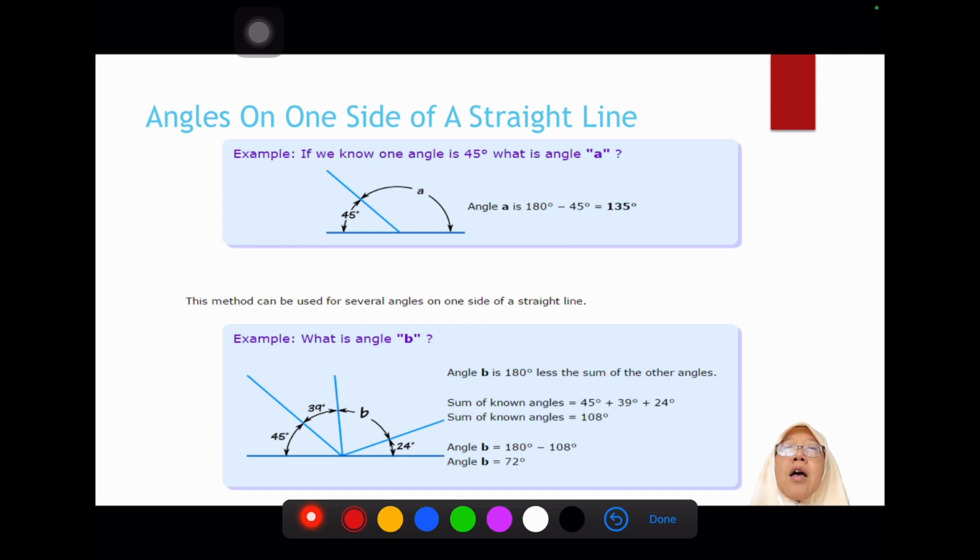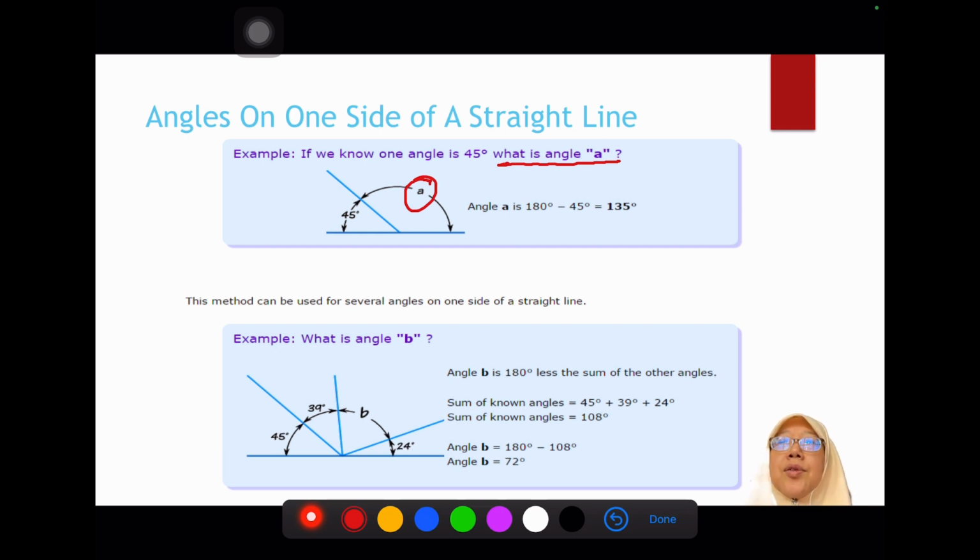Again, on angles on one side of a straight line, you can find the unknown angle, or an angle which you don't see. Here you need to find angle A. Once again, ask your students how they are going to solve this. They will start thinking in their groups: how are we going to do this? What is the information given? What do we need to find, and how are we going to find it? Then they can show you the way they solve the problem.